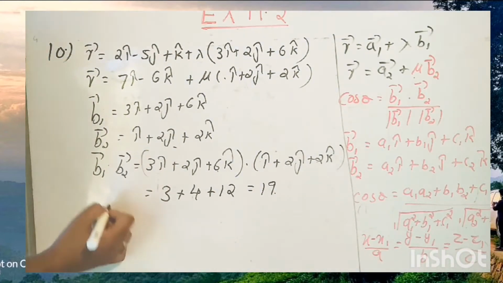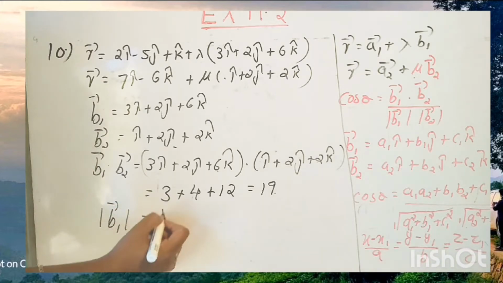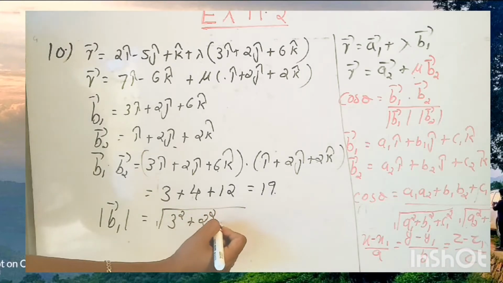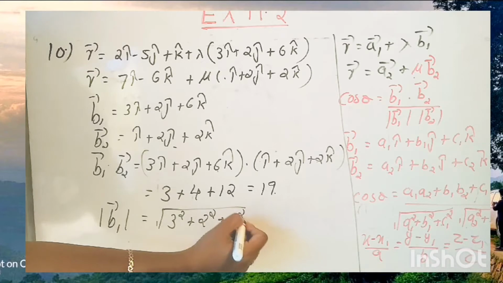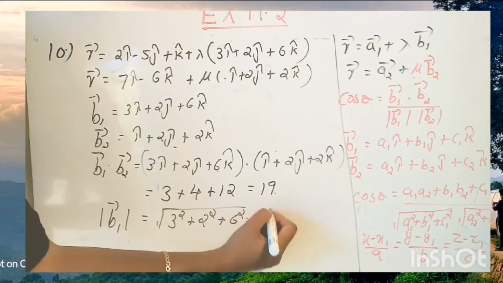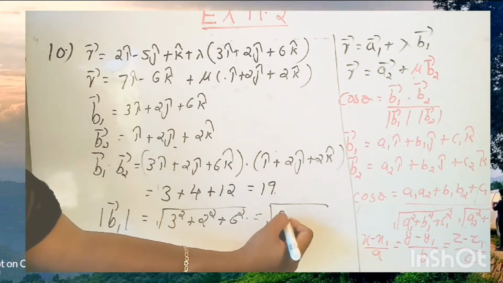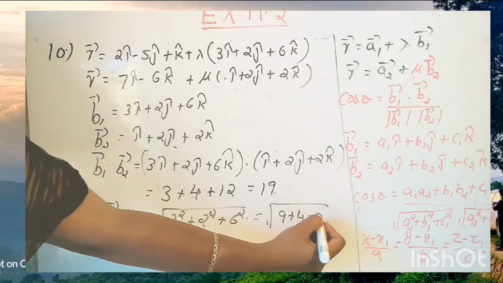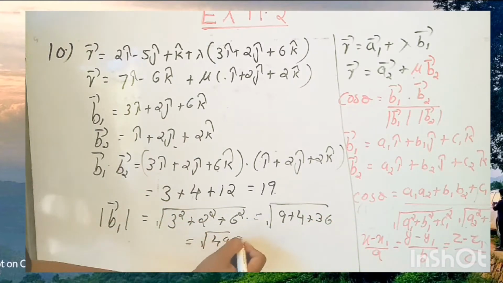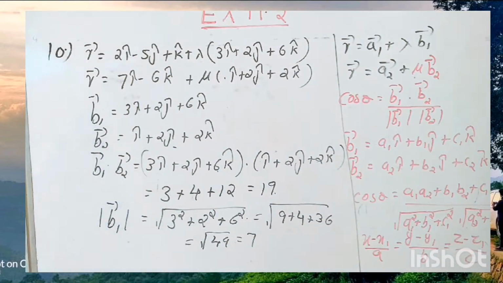Now magnitude of b1 vector is equal to square root of i component square, 3 square, plus j component square plus k component square, that is equal to square root of 9 plus 4 plus 36. This is equal to square root of 49, that is equal to 7.